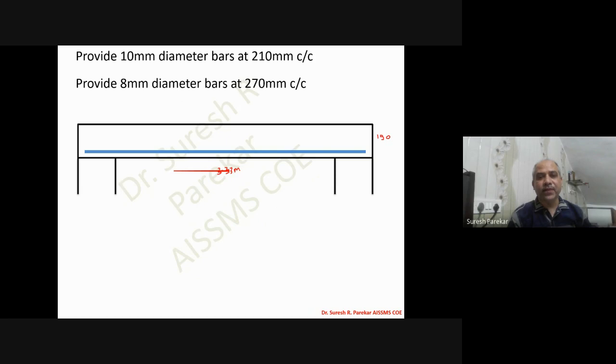Now we have this as main reinforcement, that is 10 millimeter bars at 210 millimeter center to center, and then we have 8 mm diameter bars at 270 millimeter center to center. You can see this red as distribution reinforcement. Always keep in mind main reinforcement is below if we have tension below in simply supported, and if we have a cantilever, then we have main reinforcement on top. Your distribution reinforcement is always inside, 8 millimeter at 270 millimeter center to center.